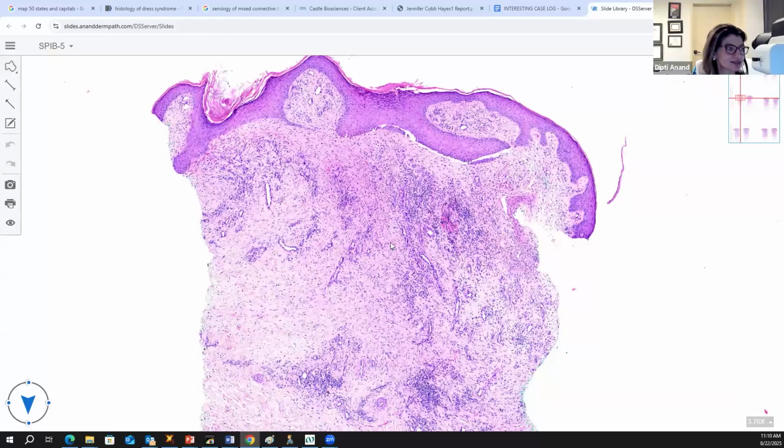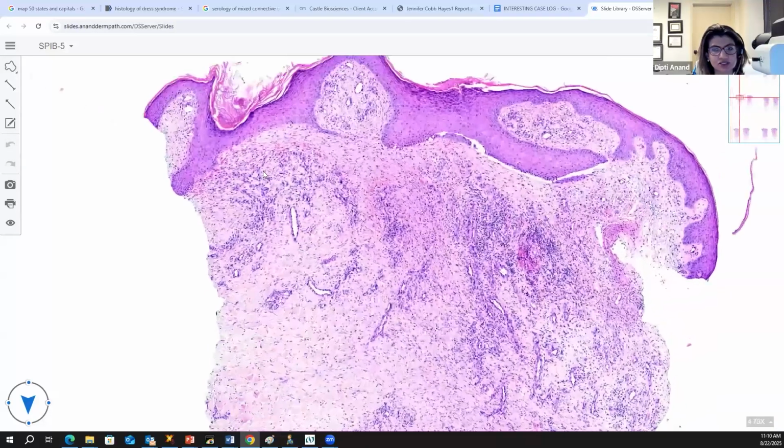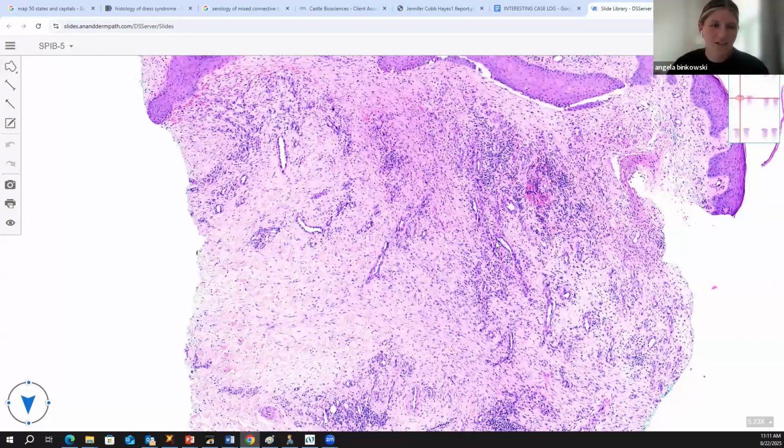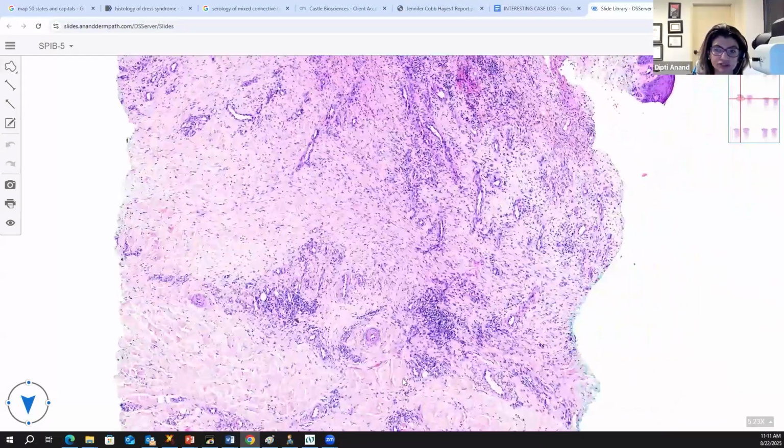No, it can happen on the legs. Okay, so it could be PCT. What do you see in the dermis? A lot of inflammation. Do you just see inflammation, or do you see something else? It looks like there's a lot of vessels. The vessels could be because of the legs, right?